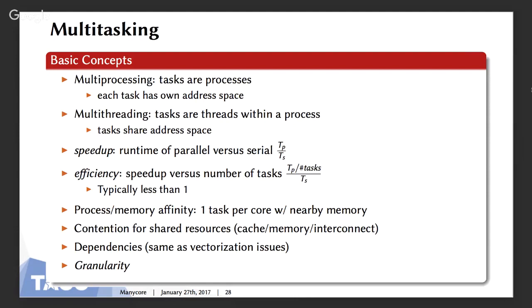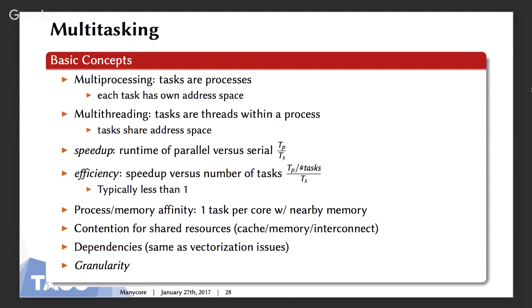Multiprocessing is just the case where tasks are processes. Each task has its own address space, its own private data, if you like. Multi-threading is just tasks or threads within a process. Tasks share address space or can share data. Two metrics for measuring how well you are parallelizing your code are speedup and efficiency. Simple, basic metrics, very intuitive. Speedup is just the runtime of your parallel code versus the serial code. Efficiency is the speedup relative to the total number of tasks.